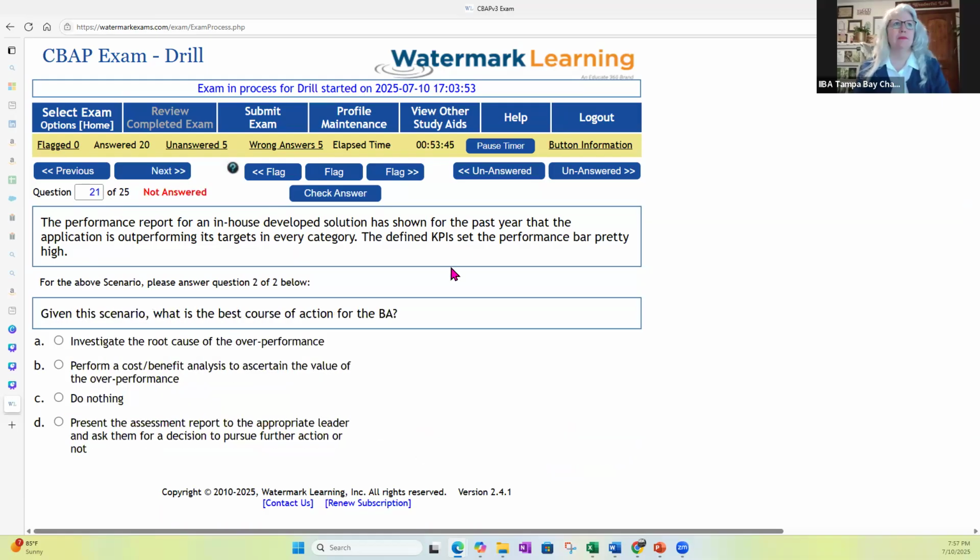Okay, let's go on. The performance report, I'm sorry, same thing. Given this scenario, what's the best course of action for the BA? Investigate the root cause of the overperformance, perform a cost benefit analysis to ascertain the value of the overperformance, do nothing, it's overperforming, or present the assessment report to the appropriate leader and ask them for a decision to pursue further action or not. So the BABOK has a suggestion in this situation.